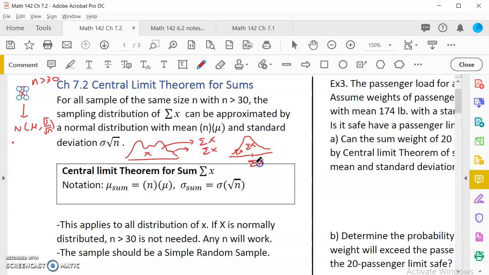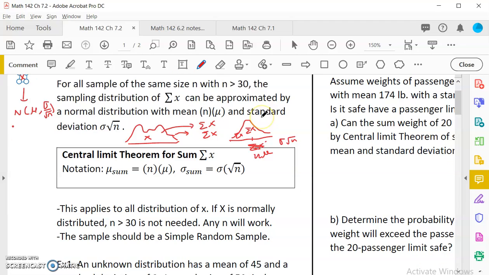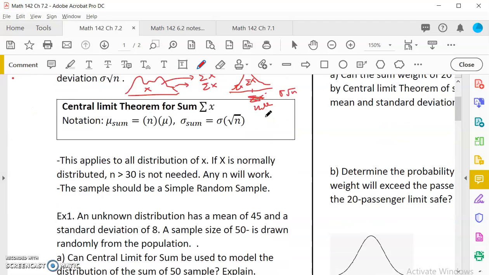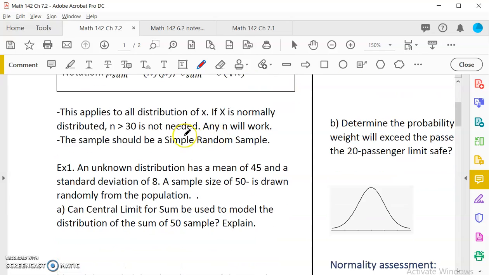These would be normally distributed with the mean not mu anymore, but n times mu. And the standard deviation is not sigma times n, but sigma times square root n. So this is an extension of the central limit theorem. It's useful to solve a lot of word problems. The notation would be: mu of sum is equal to n times mu, and sigma of sum is sigma times square root of n.